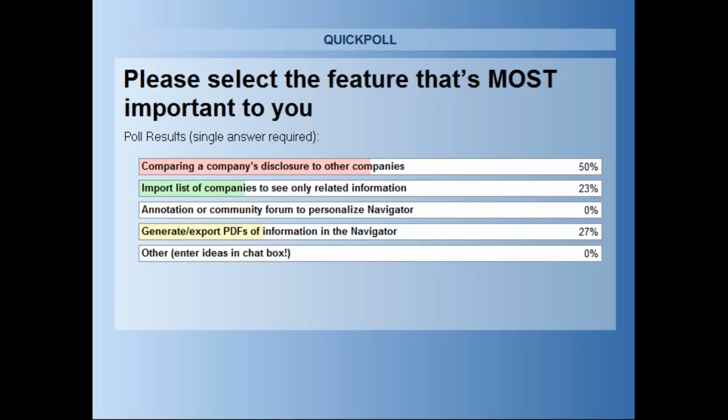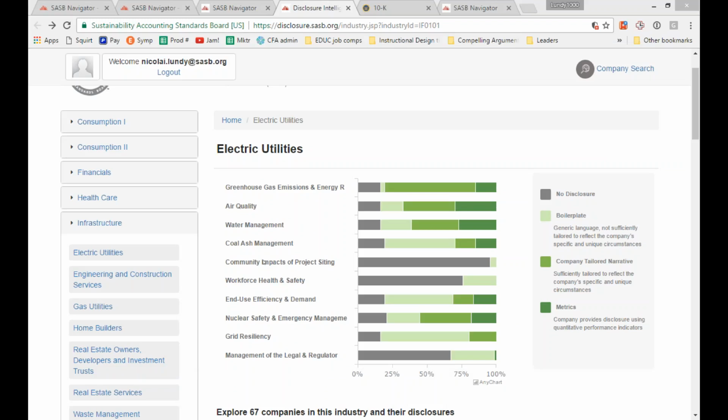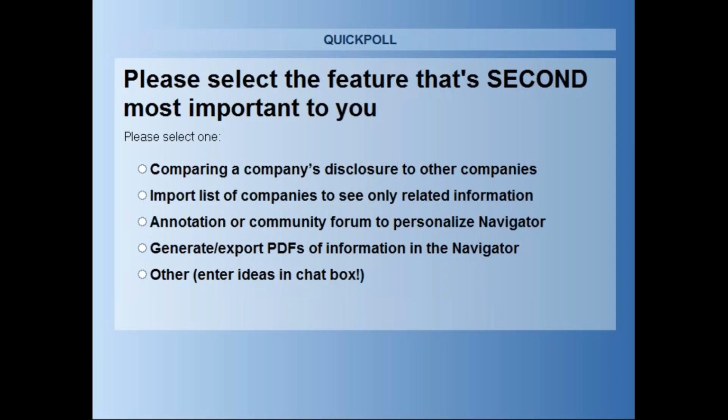So we have half of you wanting a comparison feature. The next best is generating, exporting PDFs, and then after that is importing, and the personalization and other, none at all. So that's really helpful. Make sure that we're prioritizing correctly. So let's do one more. This is really good for us to respond to you guys and build it the way you want.